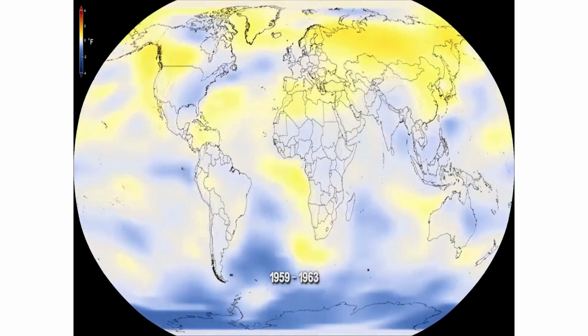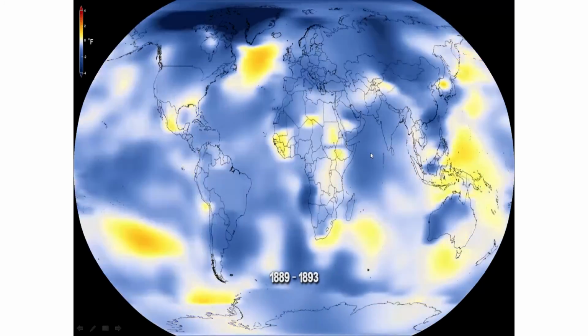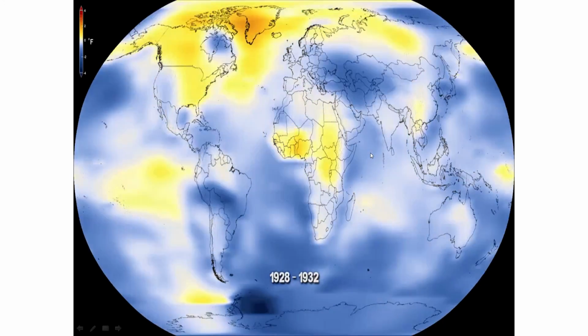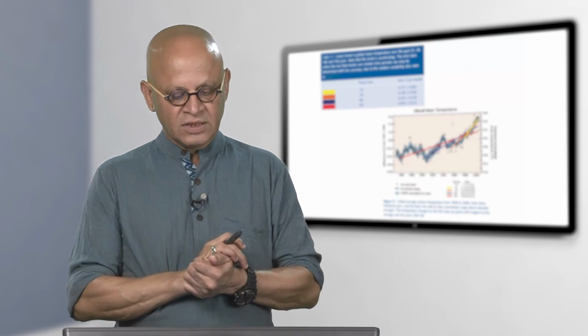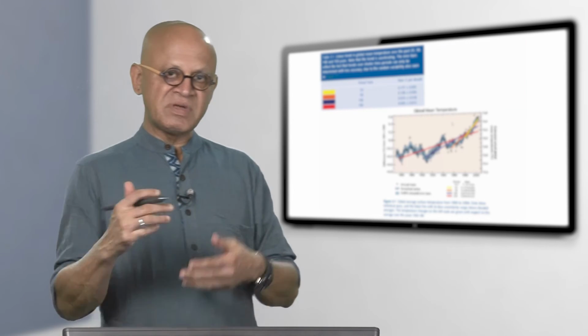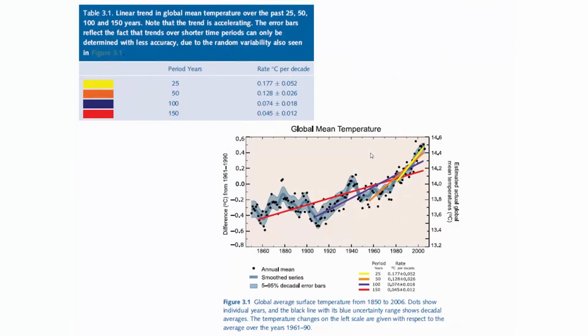So, you can see very warm here compared to here, very warm here compared to there, and so on and so forth. Okay? So, let us keep looking at this figure in many ways and make many different points each time. Okay? So, here is the linear trend in global mean temperatures for the past 25, 50 and 150 years.